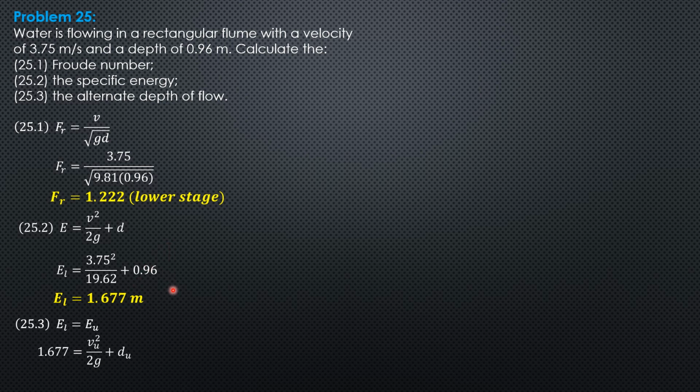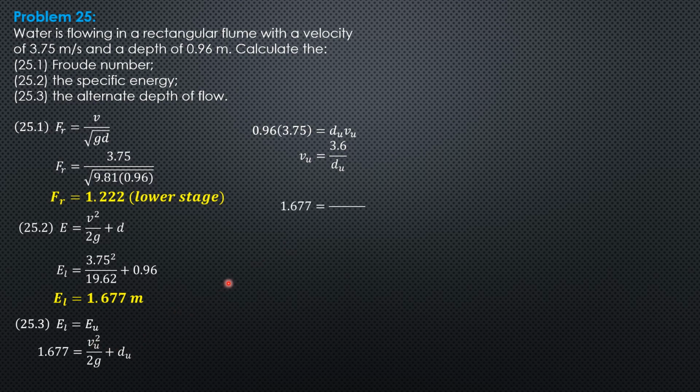Where velocity in the upper stage is small q divided by depth in the upper stage, and small q is equal to depth in the lower stage times velocity in the lower stage. So 0.96 times 3.75, that's the small q. It is also the small q in the upper stage because of the continuity equation. So mean velocity in the upper stage is 3.6 divided by depth in the upper stage.